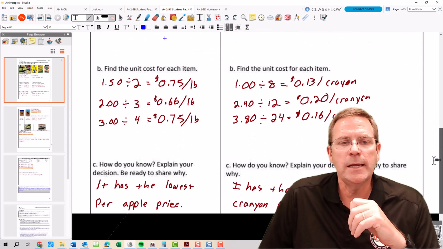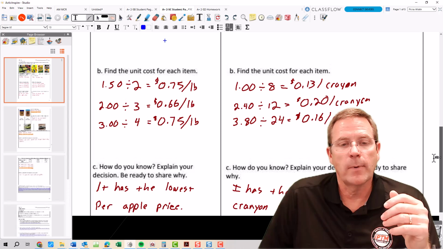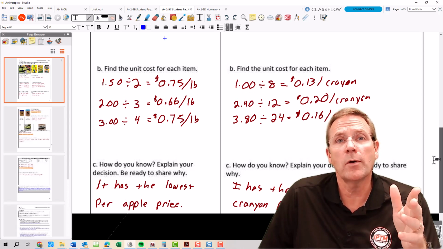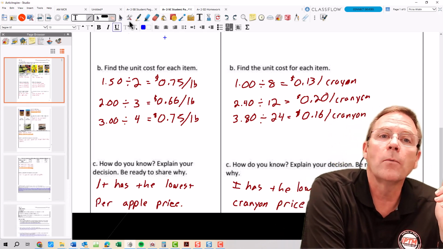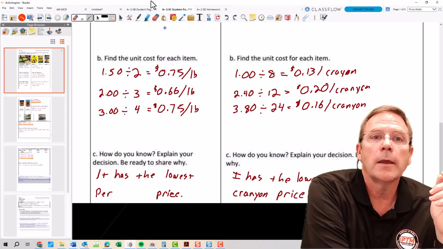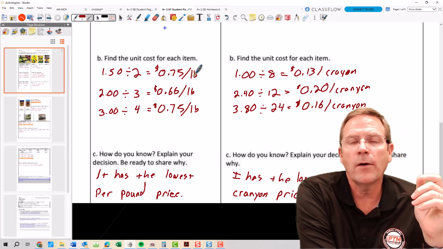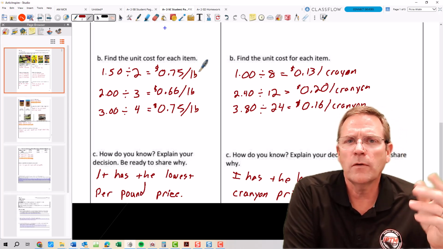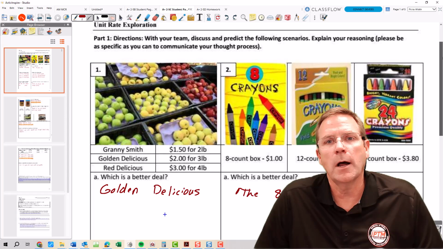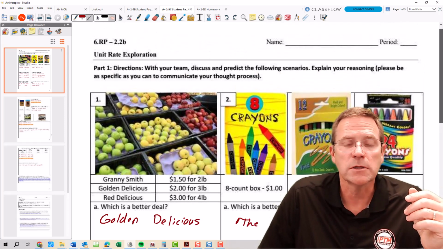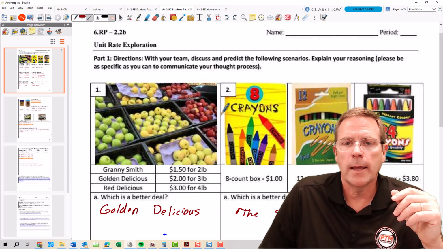Going down to part C, it asks, how do I know, and explain your answer. I would say my explanation is that it has the lowest per apple cost. Actually, it should be lowest per pound cost. So let's fix that, because it wasn't per apple. I'm going to erase that and rewrite it as pound. And did you notice a pound is abbreviated LB? That's some ancient British thing that we kept from when we left the British colonies like 2 centuries ago.